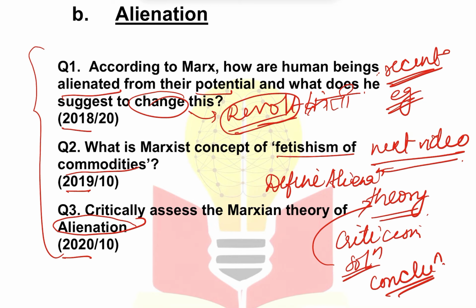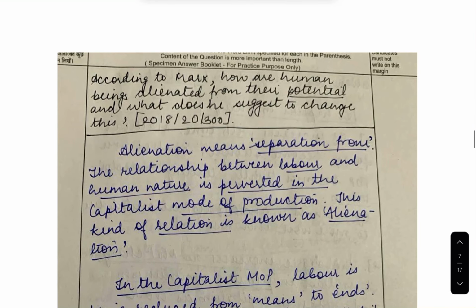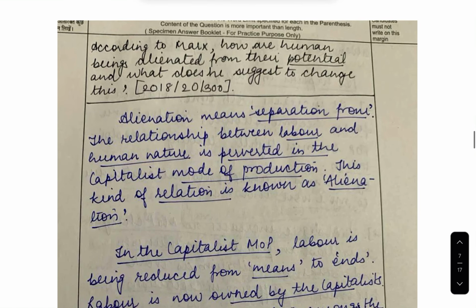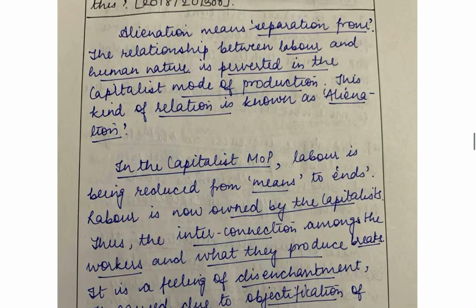Okay, so let's begin with alienation. Let us see the question. According to Marx, how are human beings alienated from their potential and what does he suggest to change this? So I already told you, let's define what is alienation. Alienation means separation from. इसका literal meaning है ये.